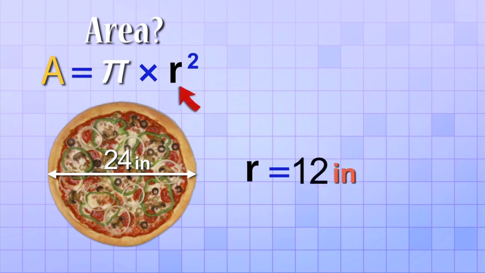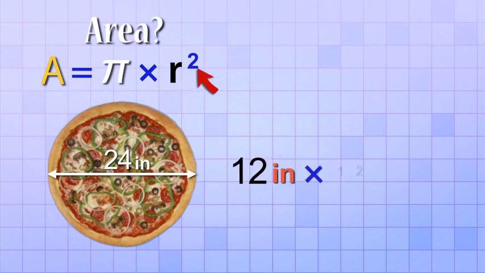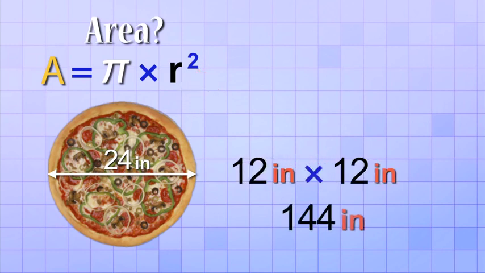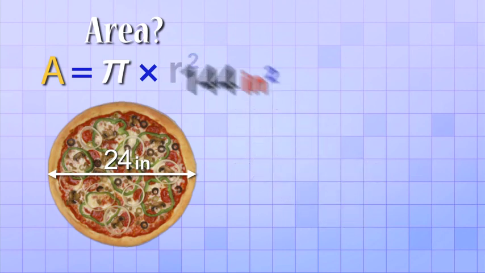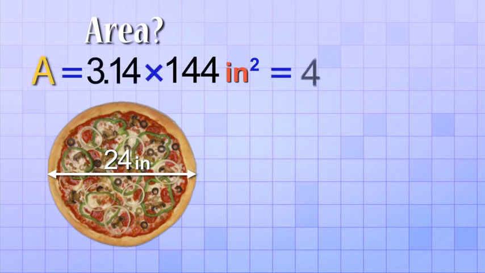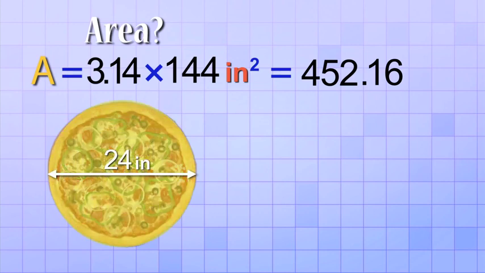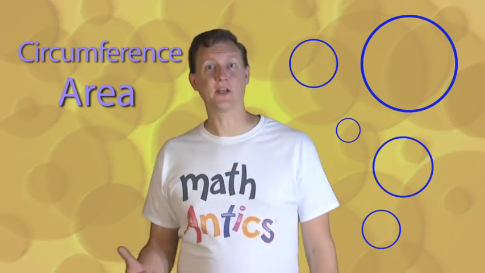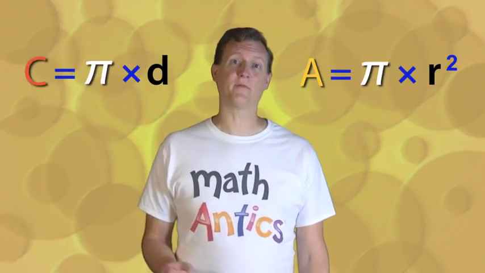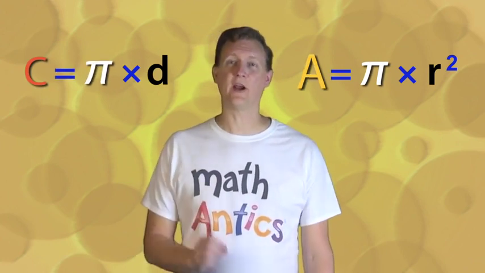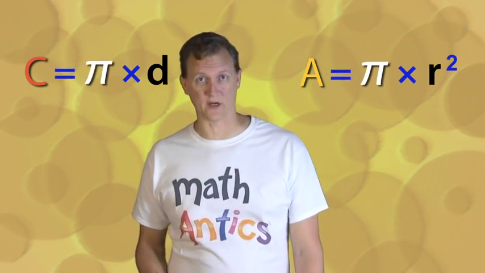And now that we know the radius, we need to square it. 12 inches times 12 inches equals 144 inches squared. Next, we just multiply that by pi. 144 times 3.14 is 452.16. So the total area of the pizza is 452.16 square inches. All right, so now you know how to find the circumference and the area of any circle. All you need to do is remember the formulas. Circumference equals pi times diameter, and area equals pi times radius squared.